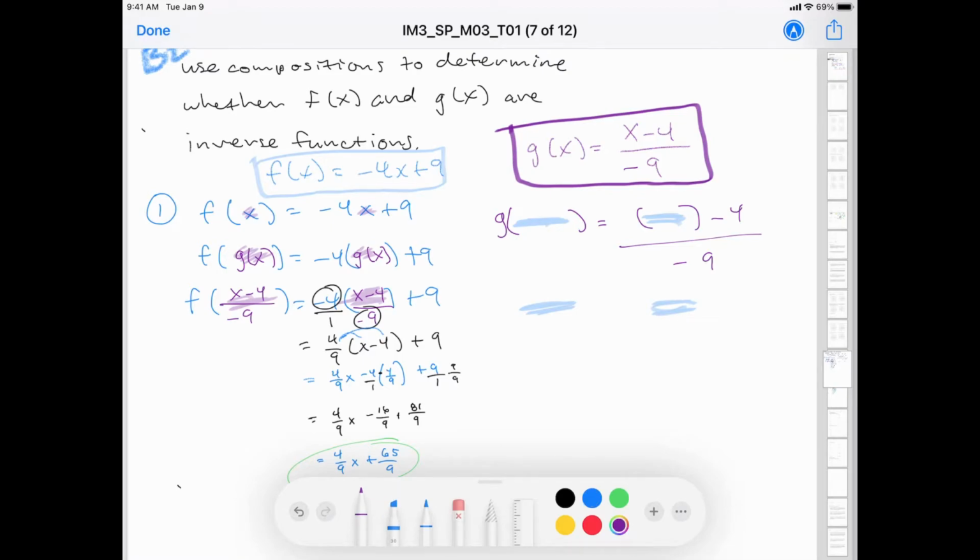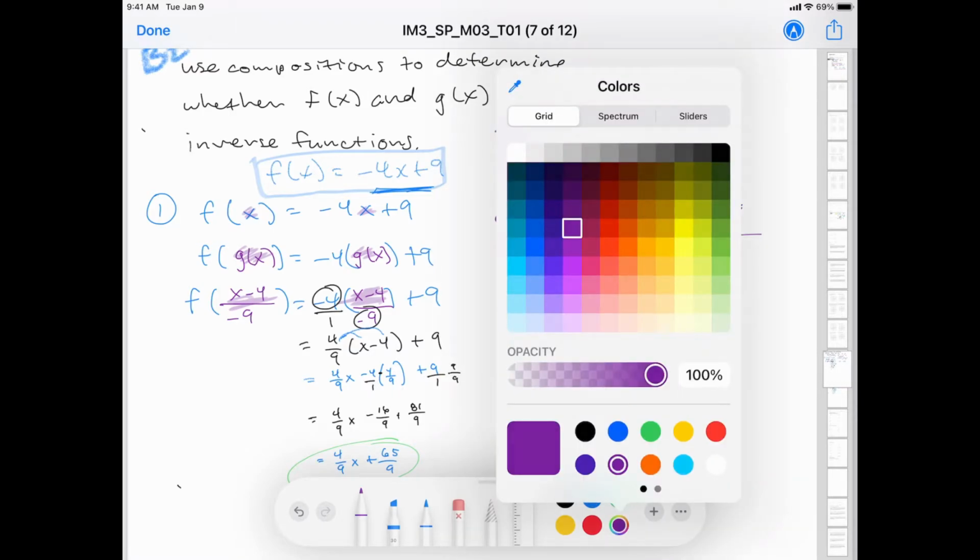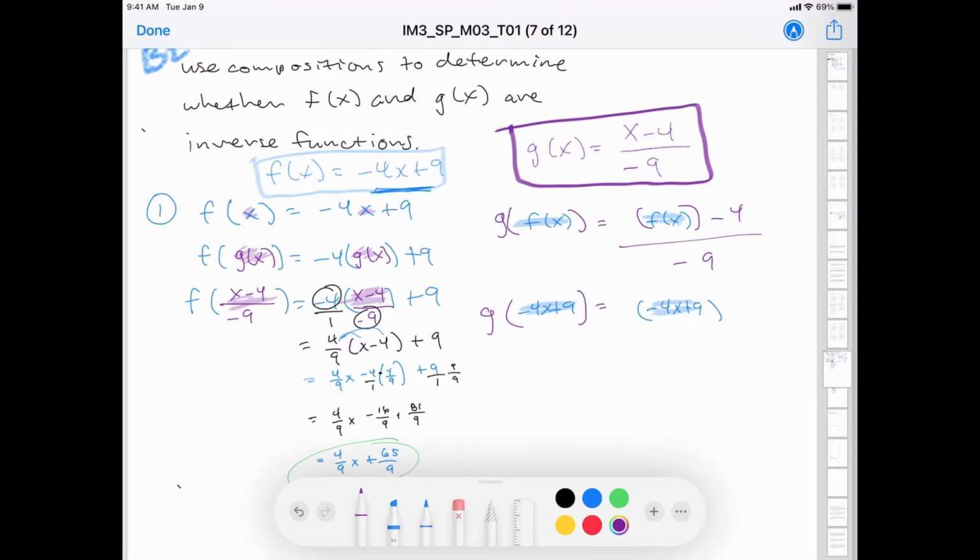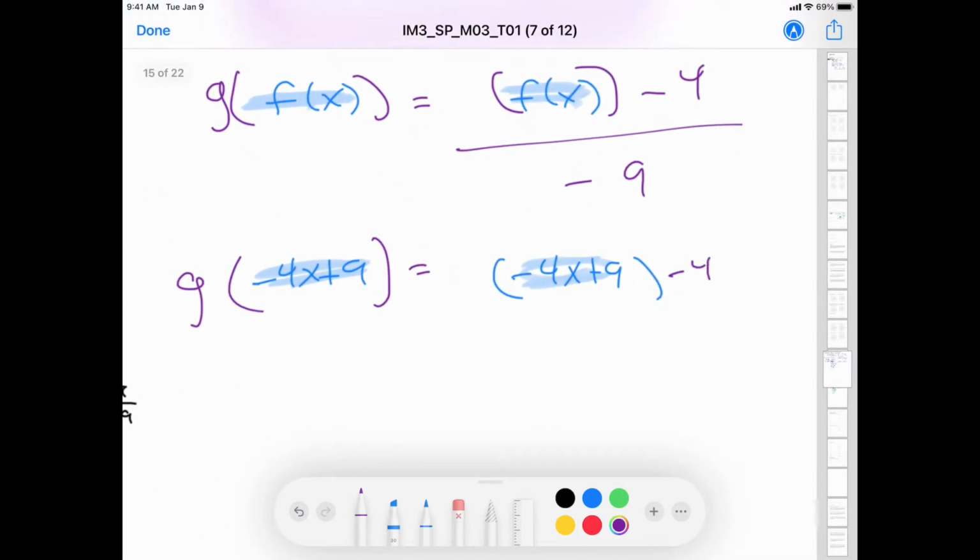Okay, so we're going to put in an f of x here. Instead of writing f of x now, we're going to write negative 4x plus 9. So this is what we have so far. Okay, so I don't need the parentheses, so you can just add those. So you would have negative 4x plus 5 over negative 9.